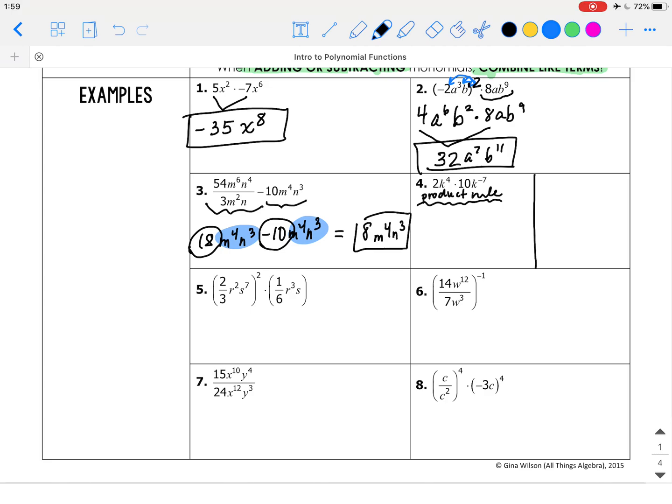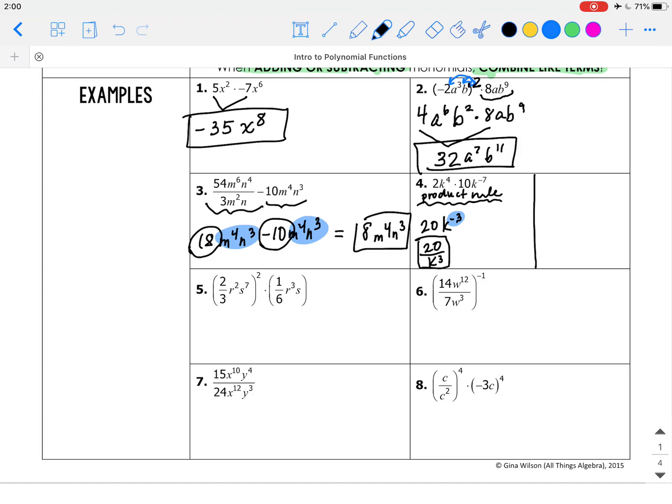So I'm going to start with the product rule, right? So we know that our coefficients are being treated like normal, right? So 2 times 10 gives me 20. And now with the product rule, we add the exponents, right? So 4 plus negative 7 gives me negative 3. But we have a negative exponent here, right? So what do we do with negative exponents? We jump the line and we change the sign. So what was once a negative exponent became a positive exponent in the denominator. So there's my first way and my correct answer.